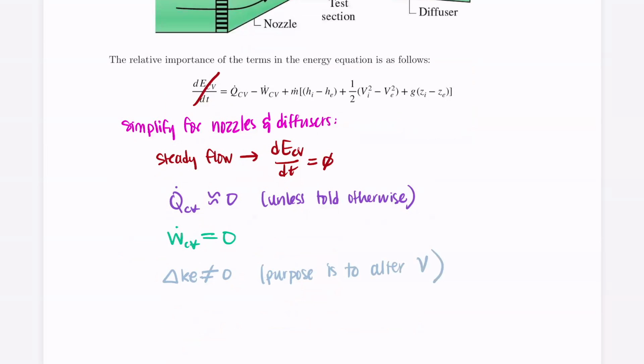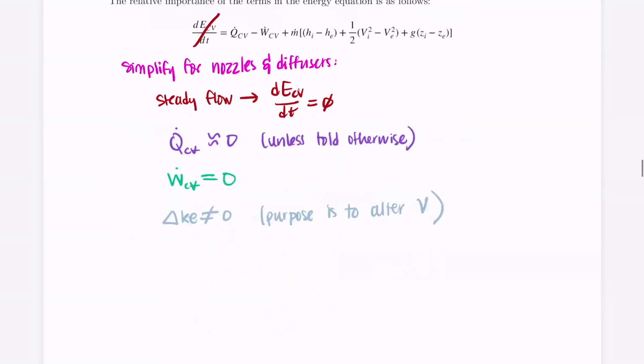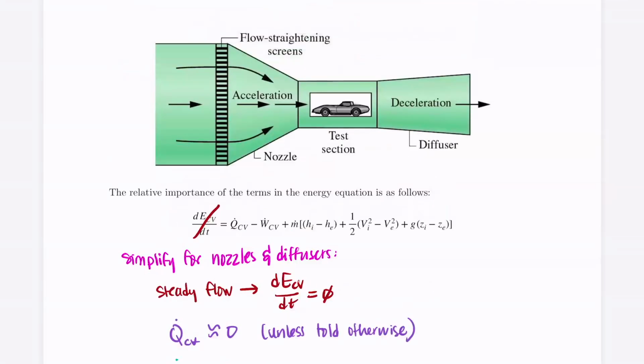All right, so we're trying to change the velocity either higher or lower depending on what we want to do with the pressure. So we can't ignore that. What about potential energy? I'll bring you back to the picture. Any ideas?